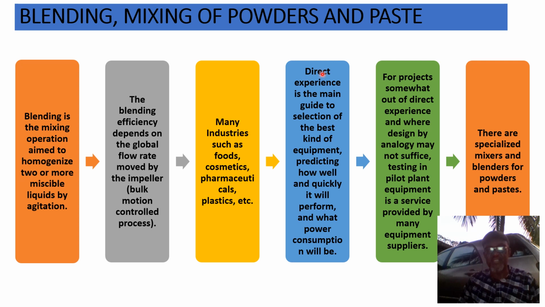Now, in this blending, direct experience is the main guide to selection of the best kind of equipment, predicting how well and quickly it will perform and what power consumption it will need. There are a lot of schools of thought that have done a lot of predictions on this, but it is from direct experience. The more you work with blenders, the more you are able to predict. In fact, it happens even in our kitchens. Those who have been using blenders will know that sometimes it is from experience that you reject one blender, or accept one blender against the other.